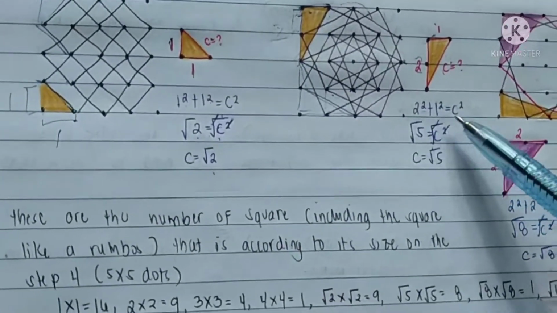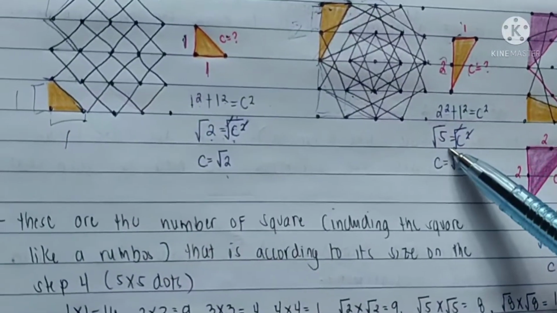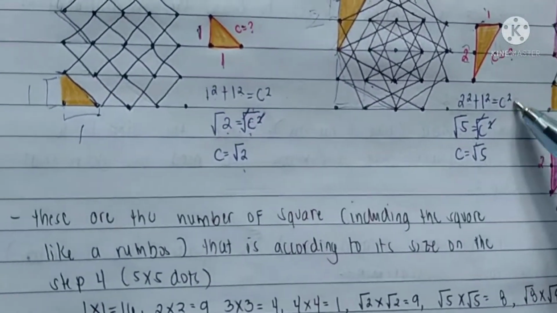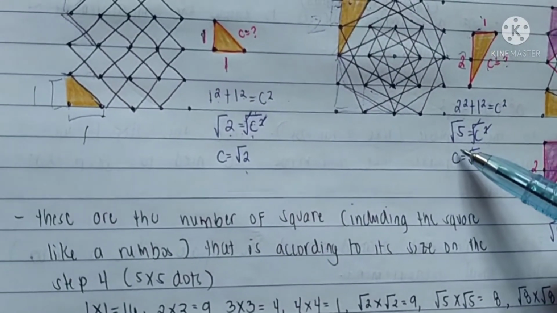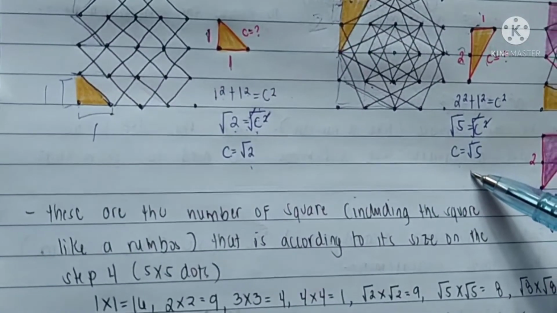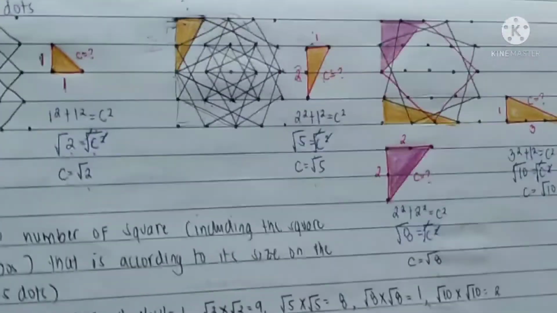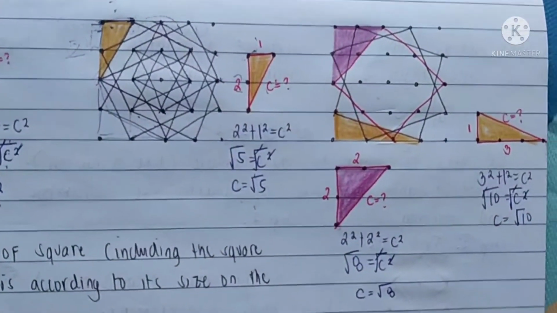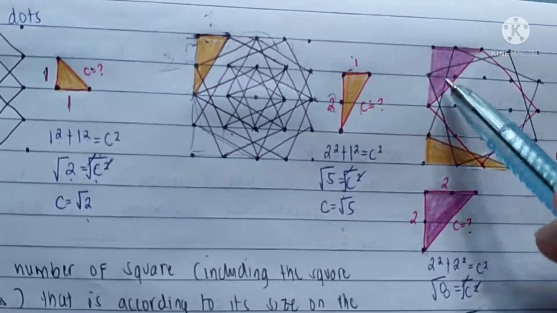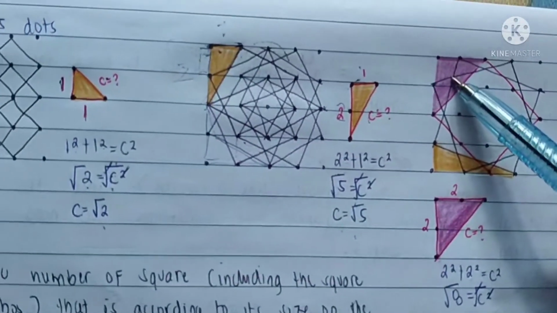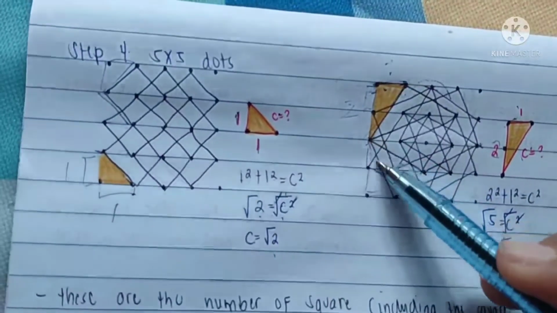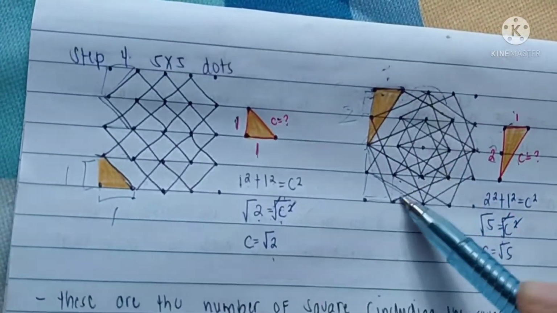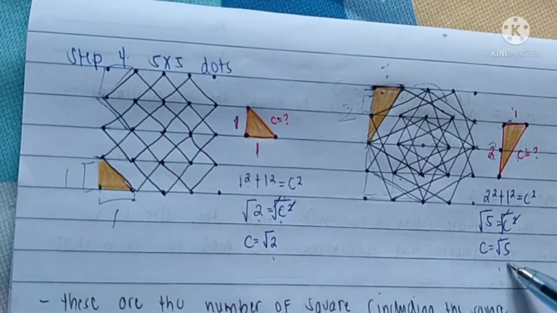2 squared plus 1 squared is equal to C squared. So, square root natin both sides para makancel si C squared. So, titira na lamang is C is equal to square root of 5. So, next size tayo is, itong size ng square na to is square root of 5.